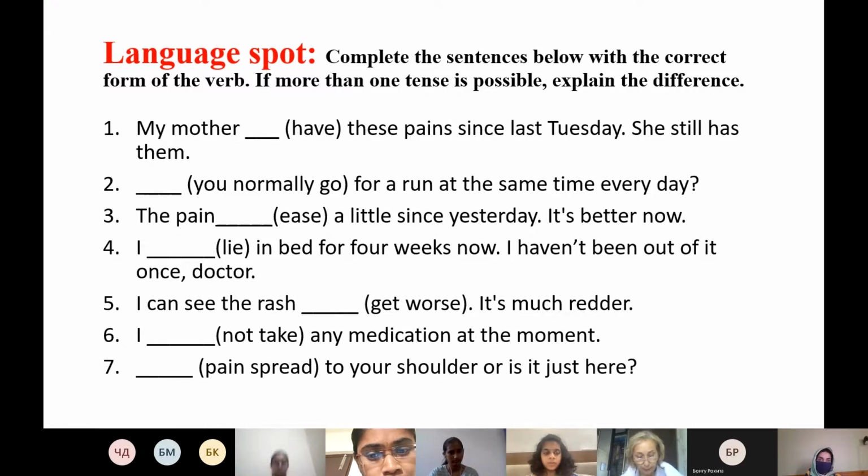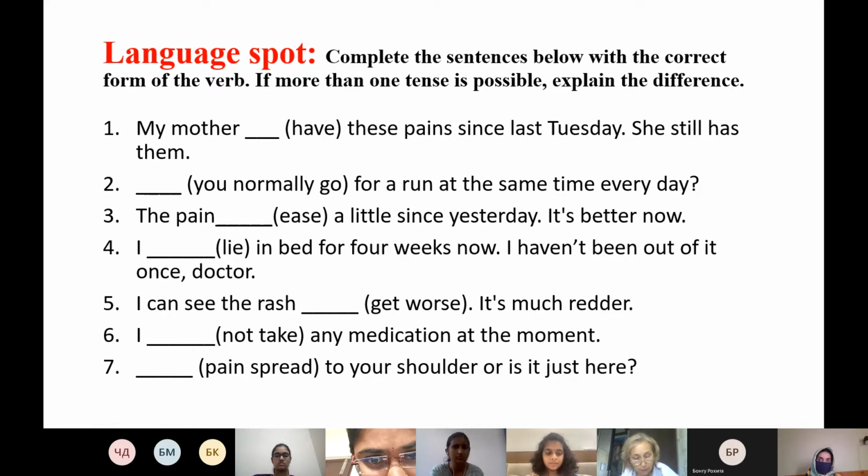Sohita, read it, please. My mother has these pains since last Tuesday. She still has them. What form is it? I mean, my mother has been having these pains since last Tuesday. I see now. Yes, you're right. And you see, since is the marker of the perfect tenses. So your sentence is correct. So number 2, please.